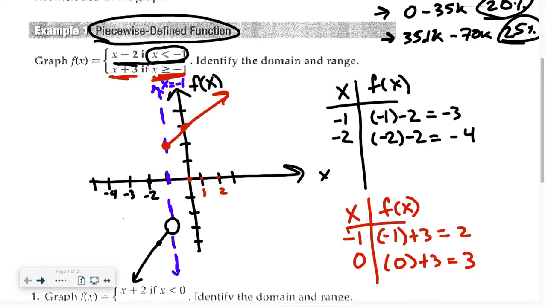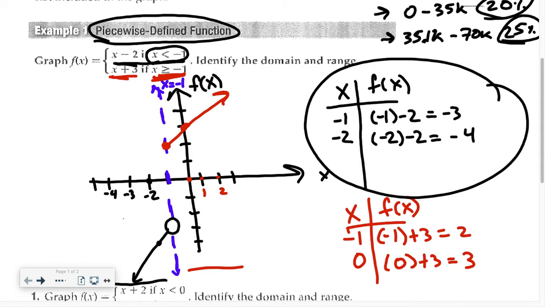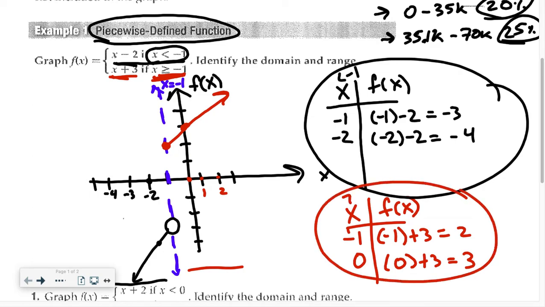Okay, this piecewise function, guys, it's defined by two pieces. The piece to the left of the boundary, the black function, and the piece to the right of the boundary, the red function. We can plug in points to either. The x values we had to pick were less than negative 1. We plugged in negative 1 to see where it was on the line, but again, we left the open circle. For the red function, we had to pick x's that were greater than or equal to negative 1.